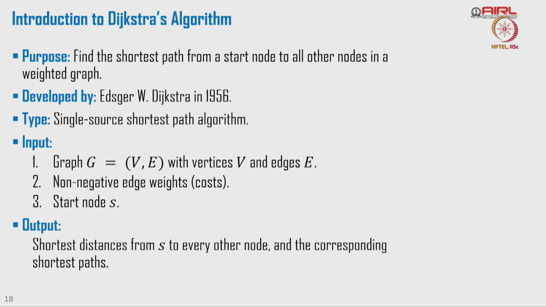What happens here? We find the shortest path from a start node to other nodes in a weighted graph. It was developed by E.W. Dijkstra in 1956. The type is a single source shortest path algorithm. So, for this particular algorithm we have a single source point or node. We have a graph with vertices V, which are nodes, and edges E. One important thing is that the edge weights should be non-negative and there is a start node S. What we get out of this is the shortest distance from S to the other nodes and the corresponding shortest paths.